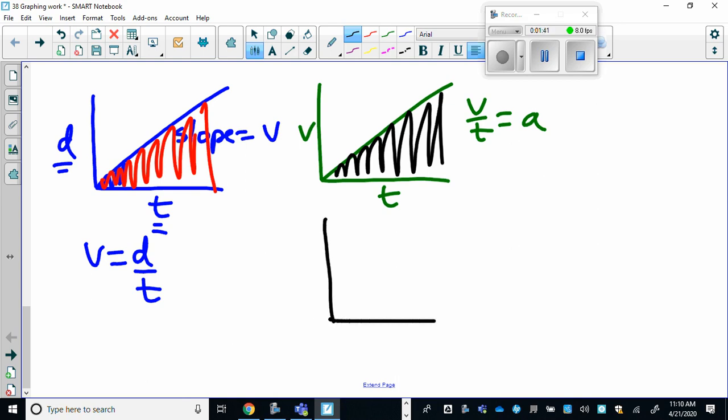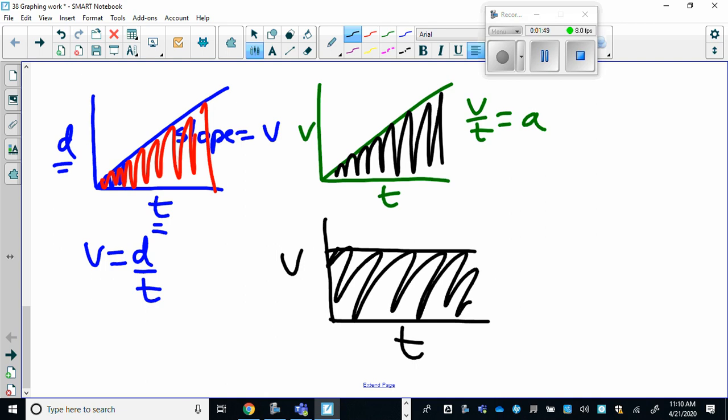And we'll just do an easier one here. Let's say that it's just a straight line, such as this one. And we say, what's the area here? Well, the area, it's a rectangle, and so you'd calculate the area by going velocity times time. And what is velocity times time? Well, if I rearrange this formula, velocity times time is displacement. So the area under a velocity time graph gives us displacement.